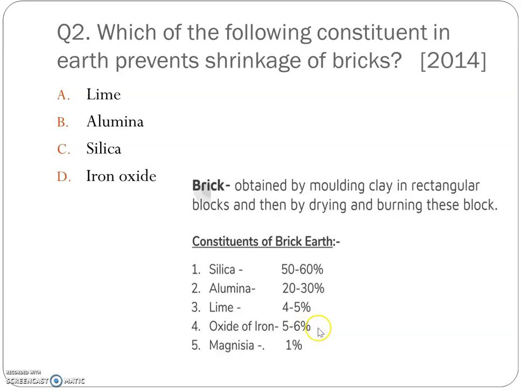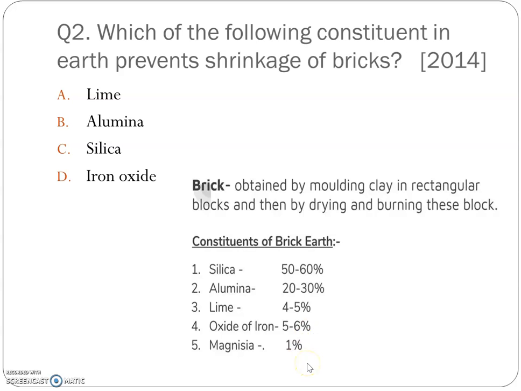And the next one is oxides of iron. This is the element which gives the color to the brick, that is the red color. And if it is in excess, the color will be changing to dark blue or blackish. Okay, even if it is less also, color will be changing to light color, that is yellow color.